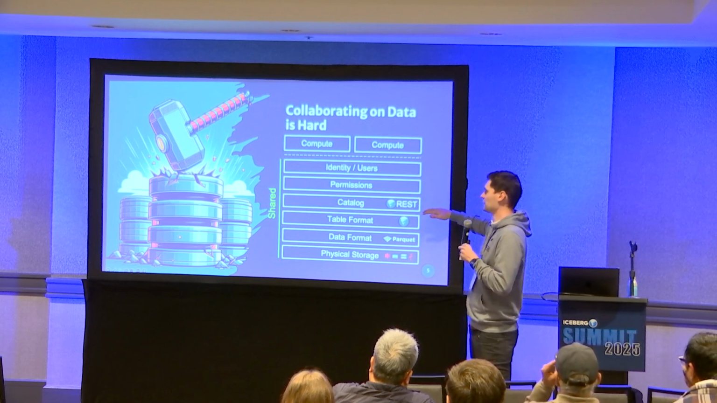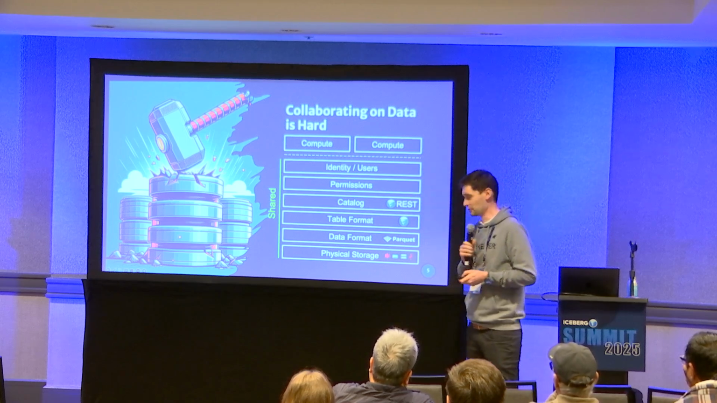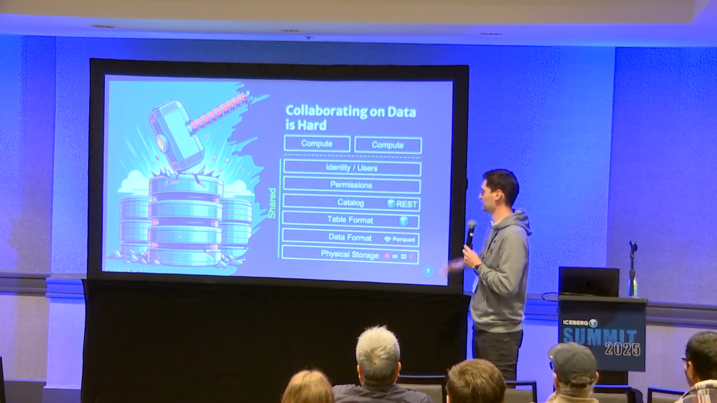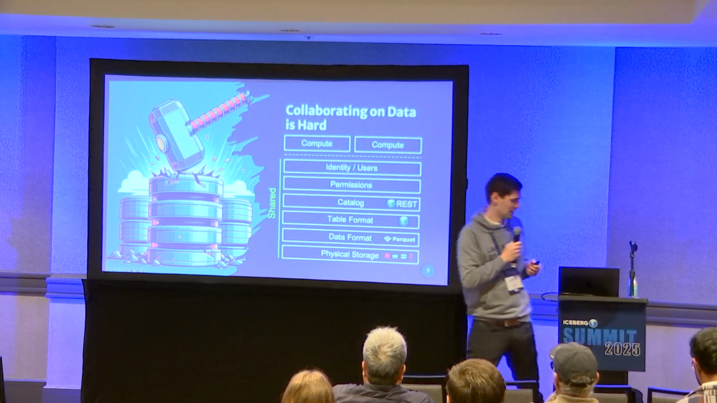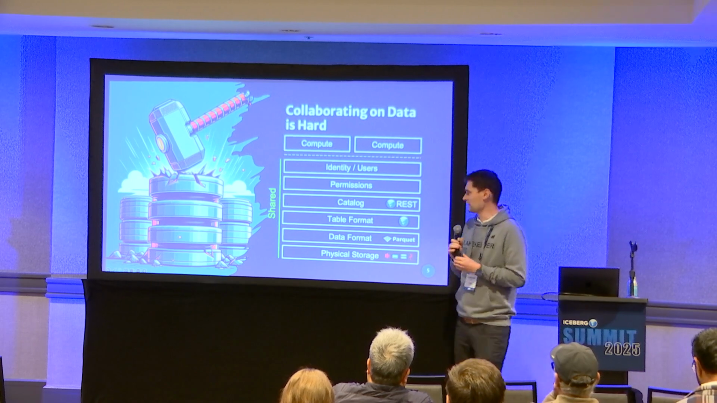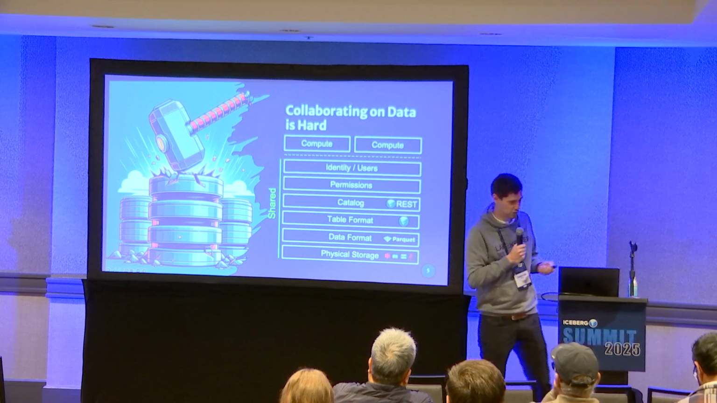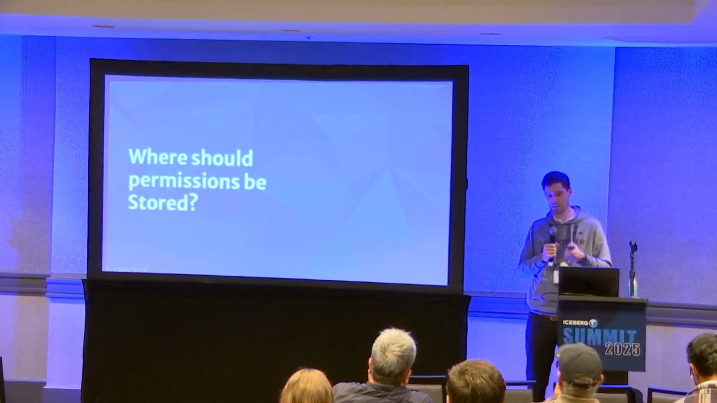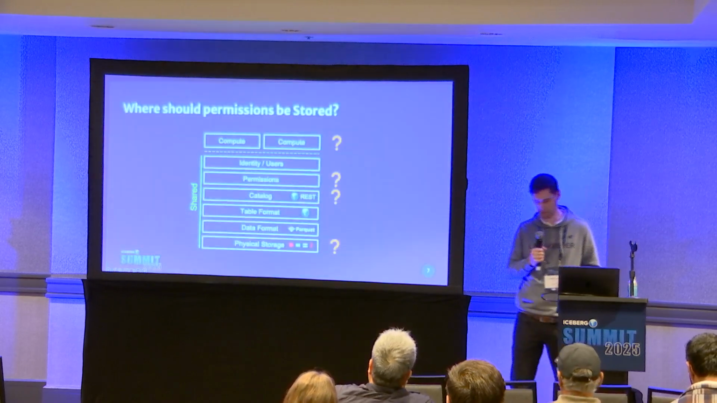But we haven't really agreed on these last two layers yet. So there is still a little bit of work to do. And my talk today is going to address these two different layers and what we can do about that. So let's first evaluate this permissions layer here and where permissions should be stored. If they are shared, where do we want to store them? And I guess there are a few different options, right?